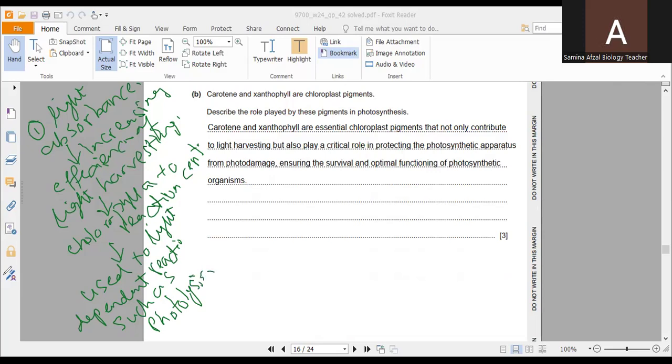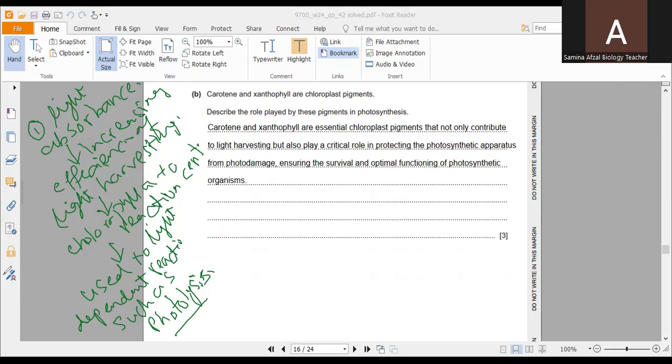So first of all, the first function is the light absorbance, or absorption of light, which increases the efficiency of light harvesting. The energy is transferred to the reaction center, and that energy is used for the light dependent reactions such as photolysis, during which water is broken down into hydrogen and oxygen. This takes place in the light dependent stage, in which light is compulsory.